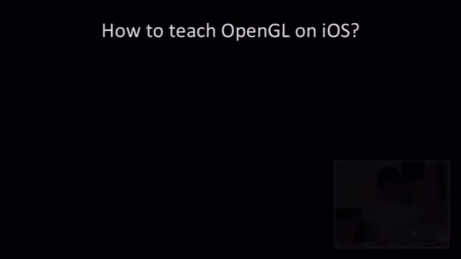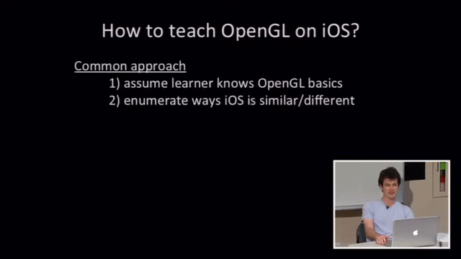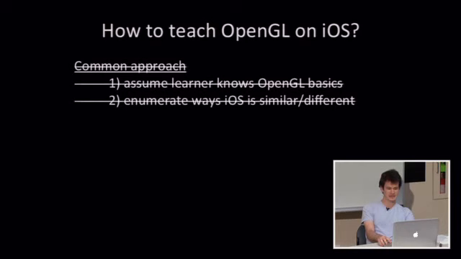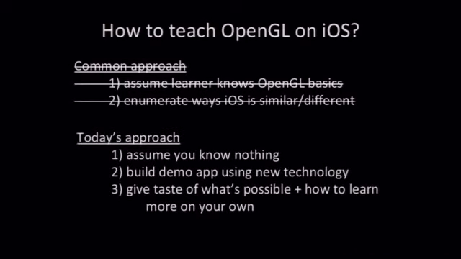So as I thought about giving this lecture, I thought about the common approach to teaching OpenGL on iOS, which is to assume that people know something about OpenGL already, and then to enumerate all the ways that iOS OpenGL is a little bit different, because there are some features of regular OpenGL that you can't use on the mobile version of OpenGL. But I decided to scrap that approach for today and to just assume that you know nothing about OpenGL, and to build a little demo app using this technology so that you can see how it works from the ground up and get a taste for what's possible.